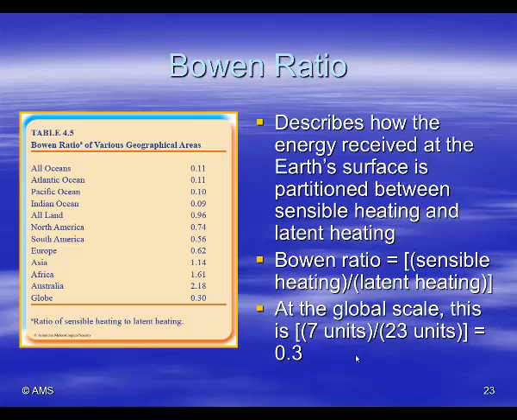We have a measurement called the Bowen ratio, and this describes how the energy received by the Earth's surface is partitioned between sensible heating and latent heating. So the Bowen ratio is the sensible heating over the latent heating. At the global scale, it's about 0.3. So it's about 7 units for sensible heating and about 23 units for latent heating. So it comes out to be about 0.3.